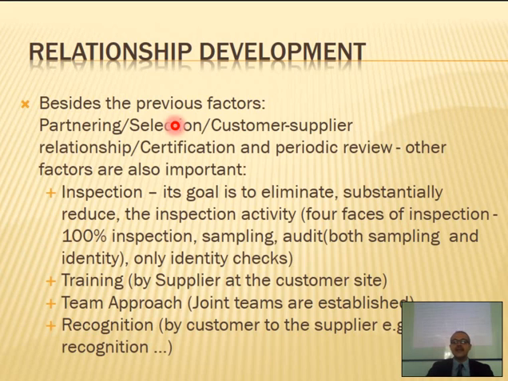Relationship development, besides the previous factors: partnering, selecting, customer-supplier relationship, certification, periodical review. Other factors are also important, like inspection. So the goal is to eliminate or substantially reduce the inspection activity, through phases of inspection: 100% inspection, sampling, audit, both sampling and identity checks. Do you guys understand all of these words? Do you know what sampling is?